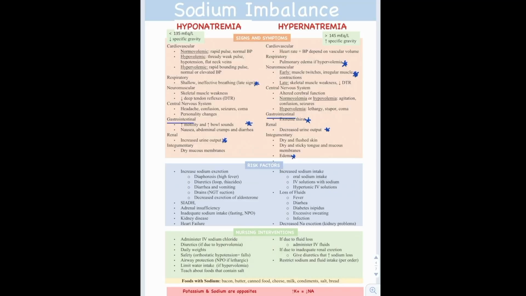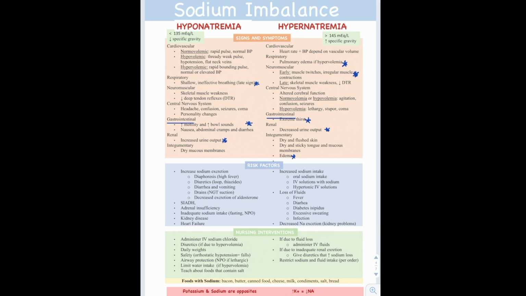So let's talk about risk factors. So with hyponatremia, your risk factors include increased sodium excretion. This could be from diaphoresis like a high fever, diuretics like loops or thiazides, diarrhea, vomiting, drains, and G-tube suction, and decreased excretion of aldosterone. You can have SIADH, adrenal insufficiency, inadequate sodium intake from fasting or NPO, kidney disease, or heart failure.